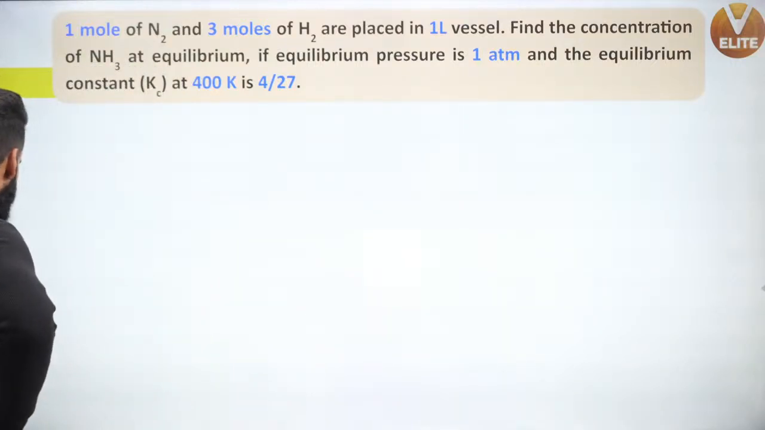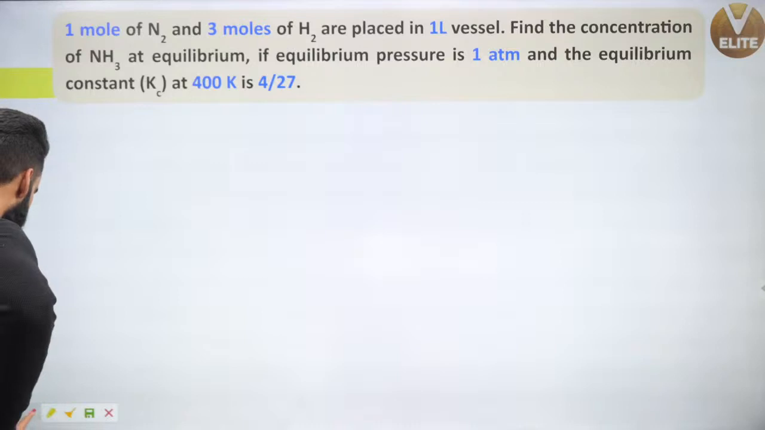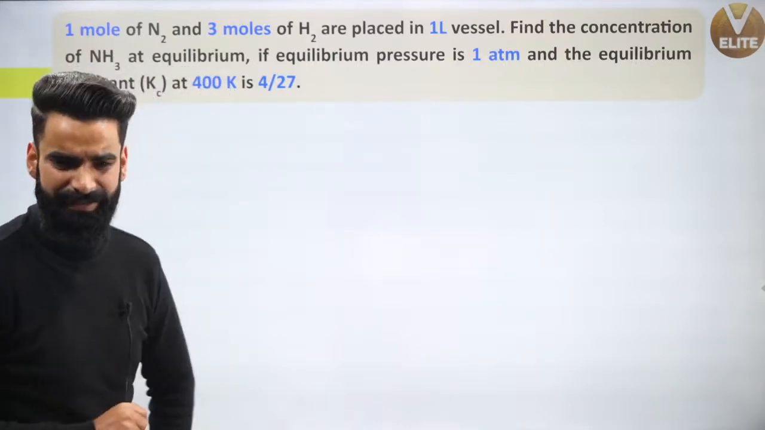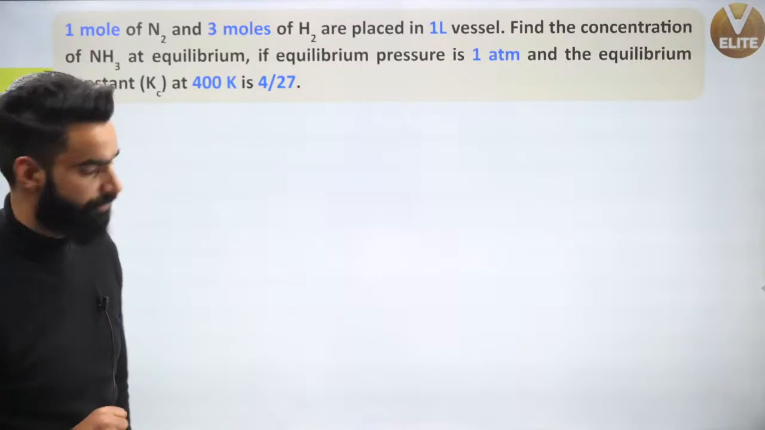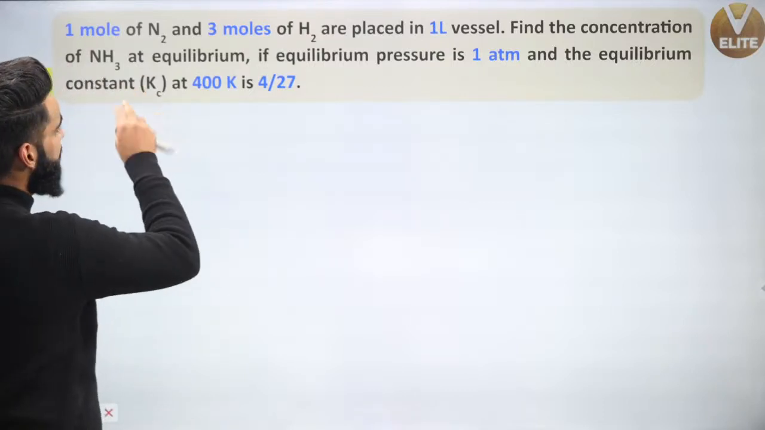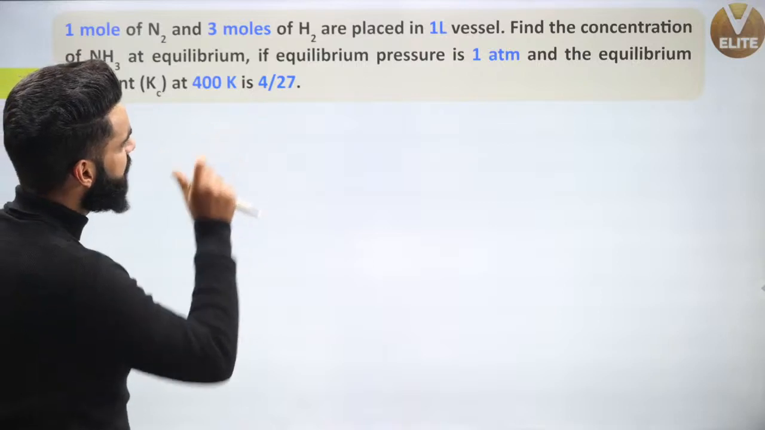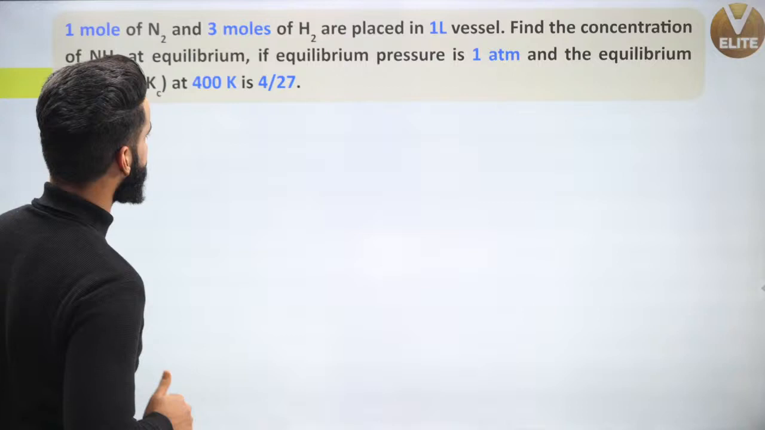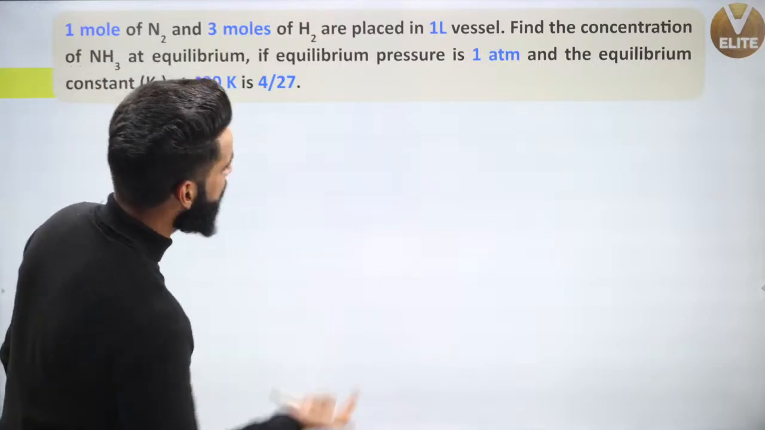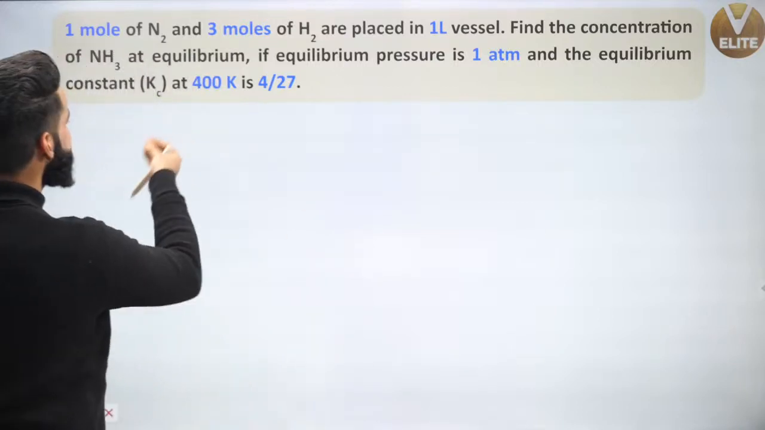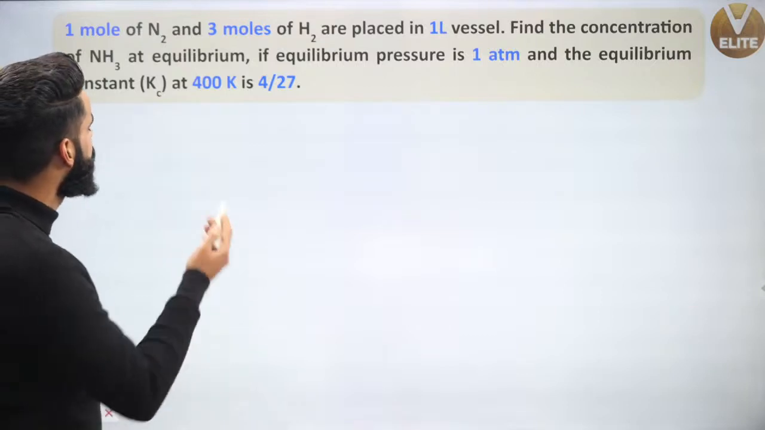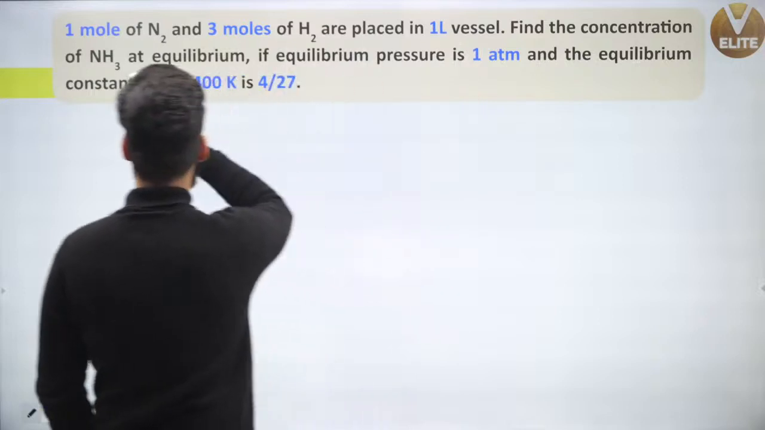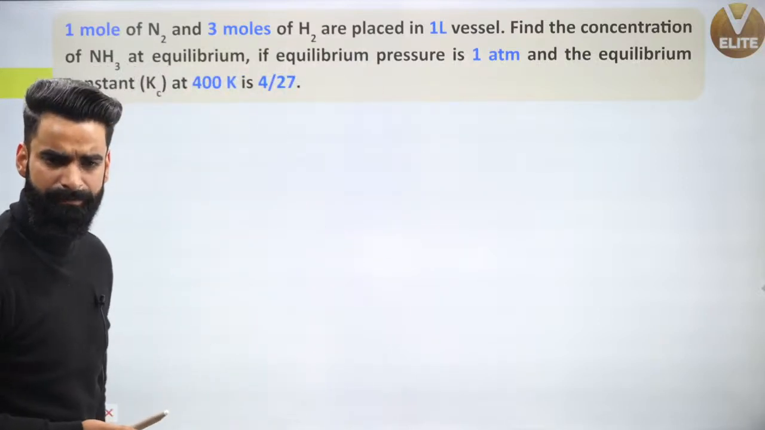The first question, which you can see on your screen, is a very simple question, but the calculation part might be lengthy, right? See, guys, what the question is all about. 1 mole of N2 and 3 moles of H2 are placed in a 1 liter vessel. Find the concentration of NH3 at equilibrium. If the equilibrium pressure is 1 atm, the equilibrium constant Kc at 400 Kelvin is 4 by 27. What are we supposed to calculate? We are supposed to calculate the concentration of NH3 at equilibrium, right?